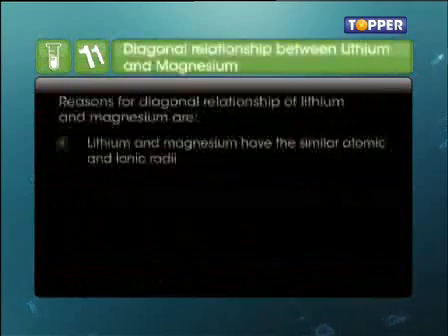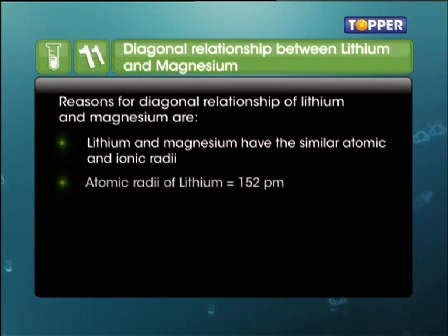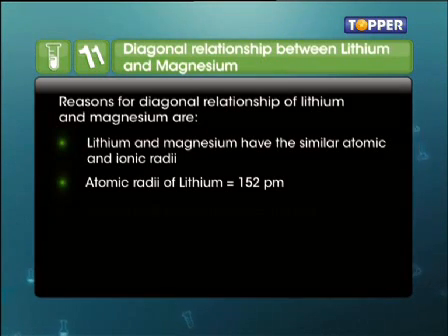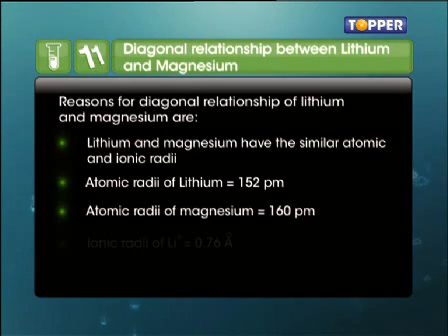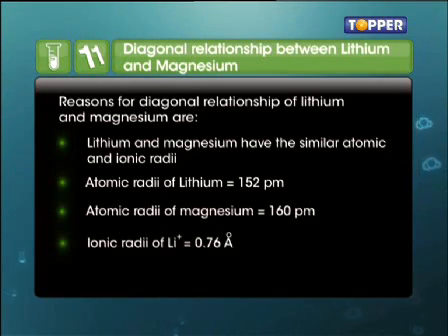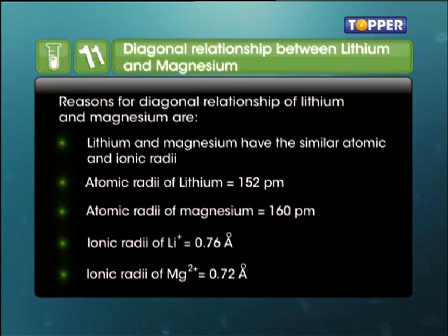Let's begin with the diagonal relationship between lithium and magnesium. Lithium and magnesium have the similar atomic and ionic radii. The atomic radii of lithium and magnesium are 152 and 160 picometer respectively. Also, the ionic radii of the lithium ion is 0.76 Angstrom and that of magnesium ion is 0.72 Angstrom.